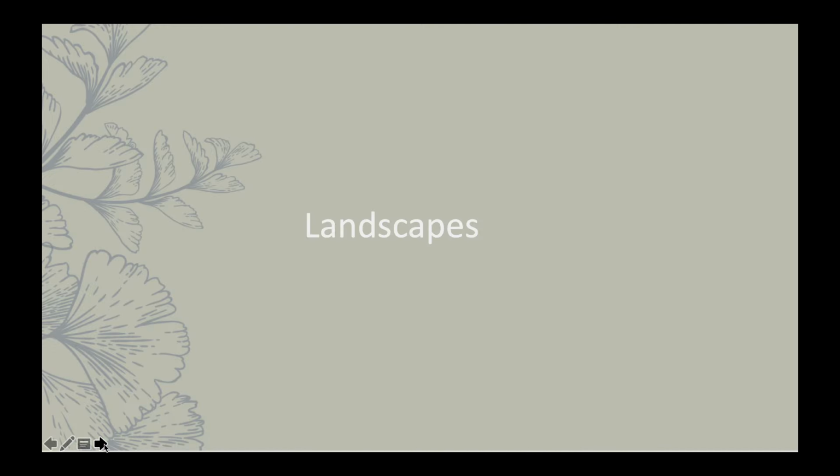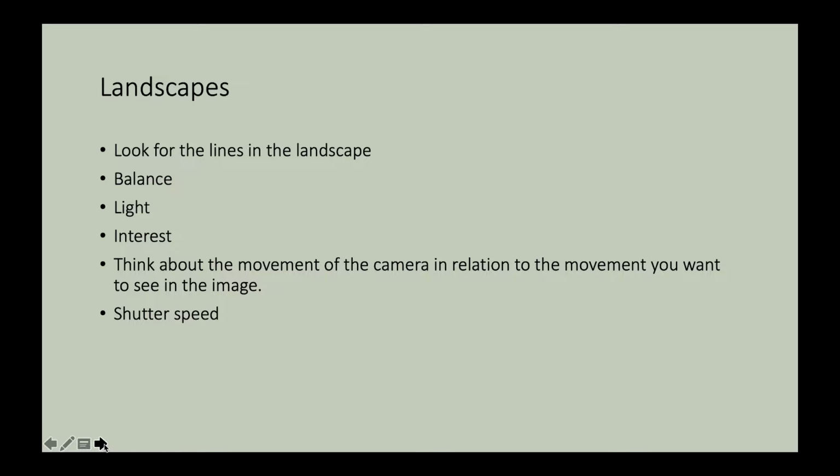On to landscapes to finish this little romp through these options. Look for lines in the landscape, okay? Because where we were looking for trees as being verticals, we're now looking for more horizontal lines. But we all know that landscapes don't just have straight horizontal lines. They're quite often wavy or jagged or rolling. It just completely depends on the location you're in.